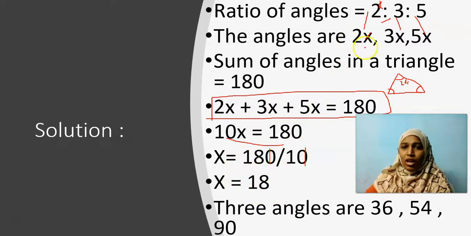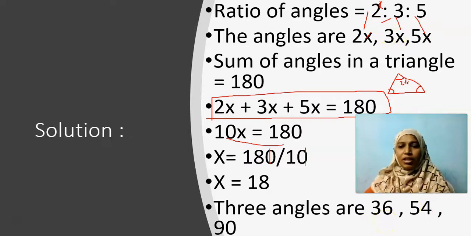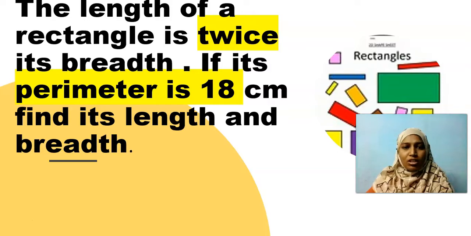So what is 2x? 2 into 18. Multiply in rough column and you will get the answer as 36. Then 3 into 18, 54. Is it clear, my dear children? Okay, now let us move to the next question.